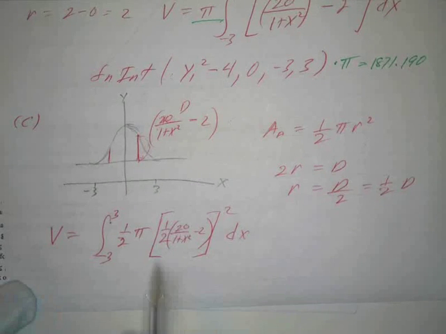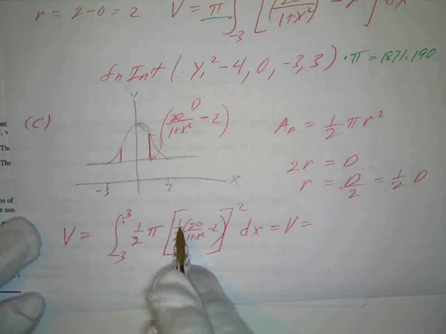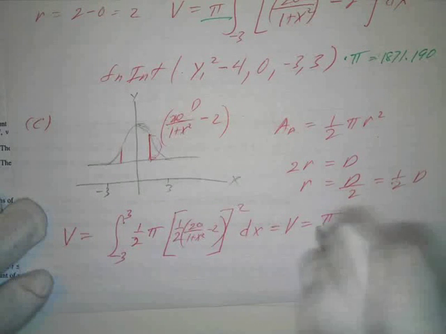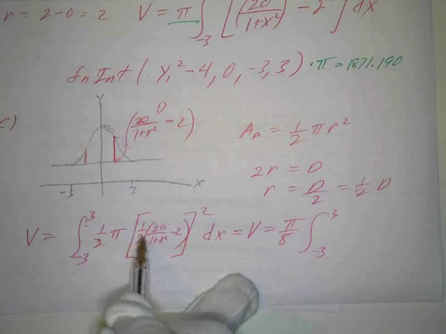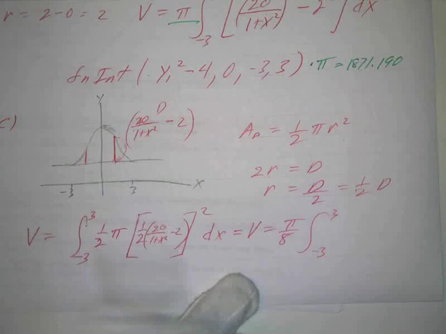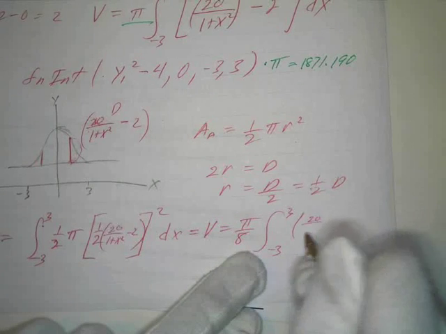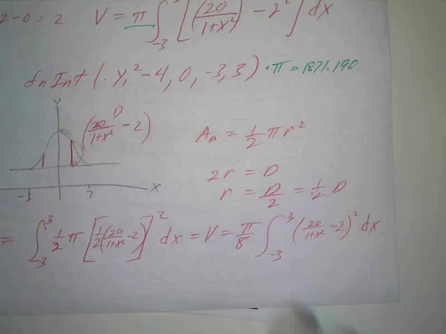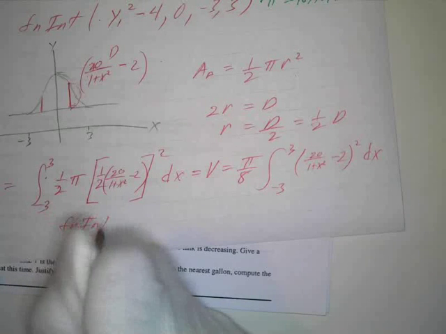Okay, and then what we can do is we can square this out, so it'll be a little bit easier to calculate. So the volume equals, and then what's 1/2 squared? That's 1/4. So 1/4 times 1/2, 1/8. I can bring this all out, so I can bring the pi over 8 out. And now I have just the integral from -3 to 3. I took the 1/2 out because 1/2 squared is 1/4, and 1/4 times 1/2 is 1/8. And bring the pi out in front. And then I just have this guy over here, which is 20 over 1 plus x squared. That's my y1, of course, minus 2 squared dx. Okay? And then that's enough for your integral. Then they just want the answer after that.